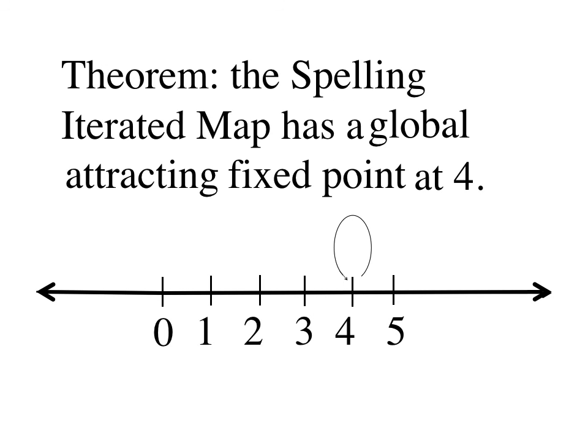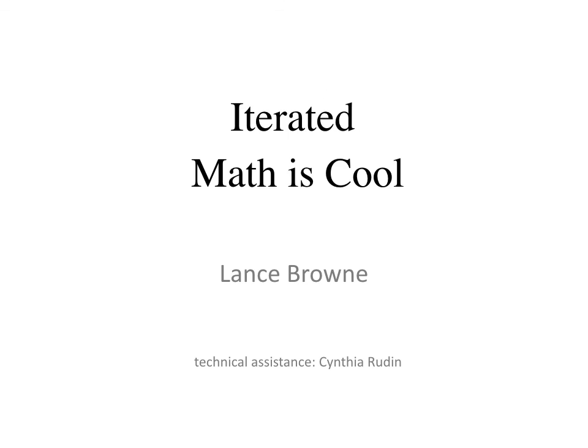Let's go back to the statement of the theorem. Global means covers all the numbers, attracting means everything is attracted to 4, and fixed point means maps to itself. And that is why iterated math is cool.